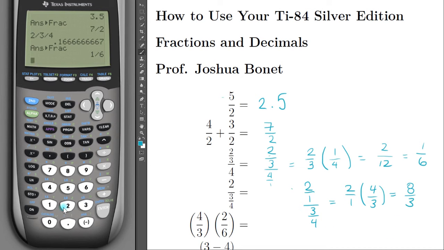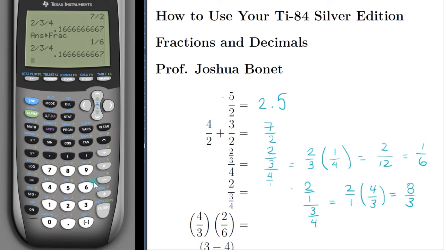And if I try to plug that into the calculator again without parentheses, 2 divided by 3 divided by 4, I keep getting 0.166, which is 1/6. So how can I get 8/3? Here is where the parentheses are needed.